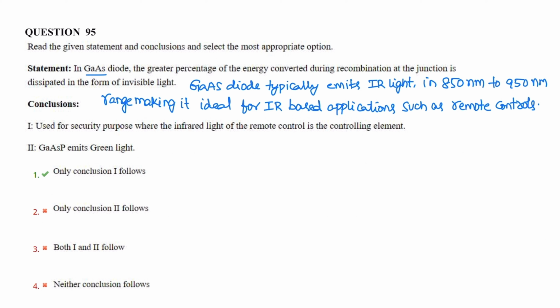Next question, question 95. In a gallium arsenide diode, the greater percentage of energy converted during recombination at the junction is dissipated in the form of invisible light. So the statement is correct. A gallium arsenide diode typically emits infrared light, which is not visible to the human eye. Infrared light is in the 850 nanometer to 950 nanometer range, making it ideal for IR based applications such as remote control.